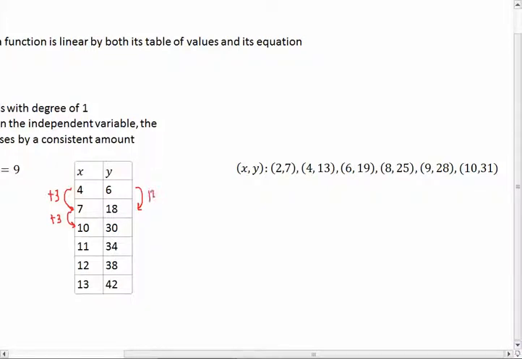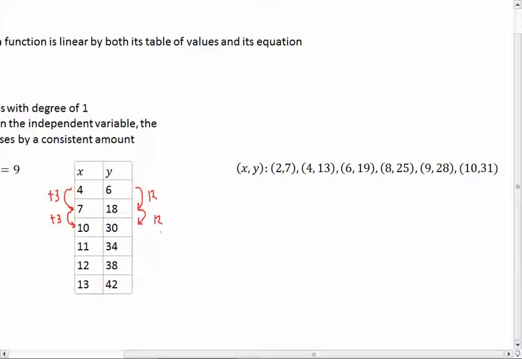12. Okay, and when I go from 18 to 30, how much do I add? 12. Excellent. So notice that when I add 3 and add 3, I add 12 and add 12. That's what we mean by consistent. If the difference in x is consistent, then the difference in y must also be consistent.